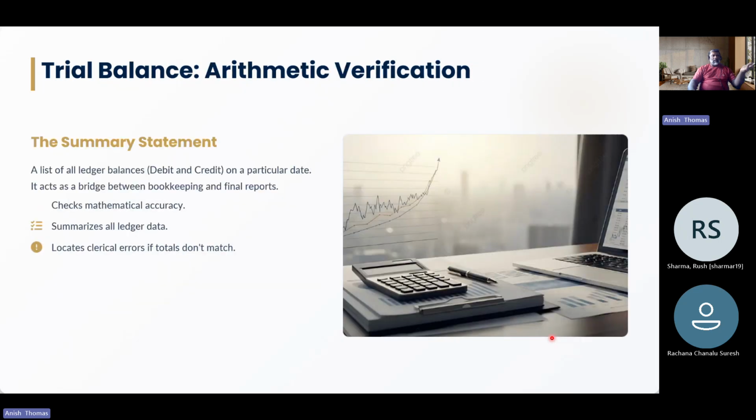So this is the trial balance that we saw. You can see the slide now, right? The trial balance is what we just saw in that Excel sheet. After you record all the entries for a particular period, you will take a trial balance, and the trial balance will show all the balances in all your accounts.